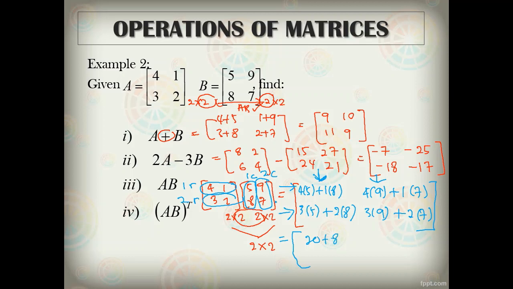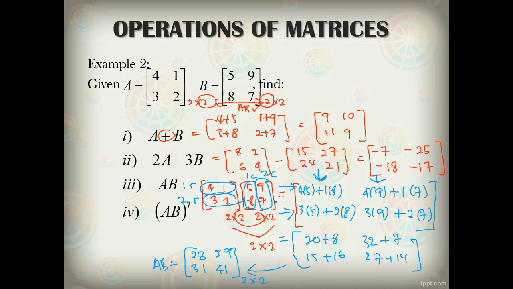20 plus 8, 15 plus 16, this is 32 plus 7, 27 plus 14. So the product, I continue here, is 28, 31, 39, 41. So this is matrix AB. As we expected at the beginning, it is a 2 by 2 matrix.